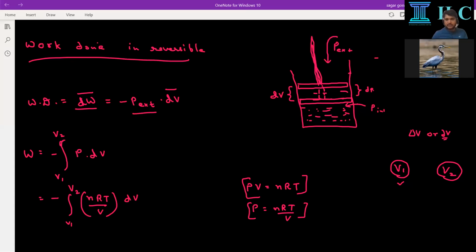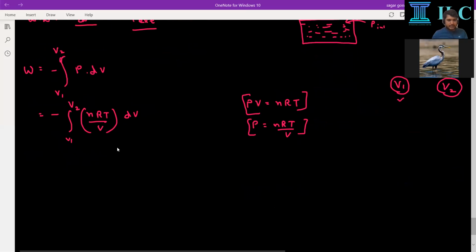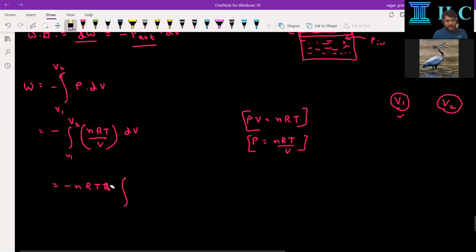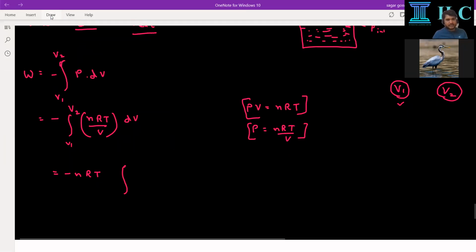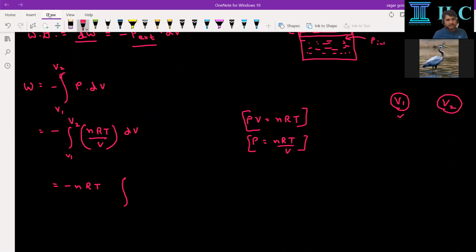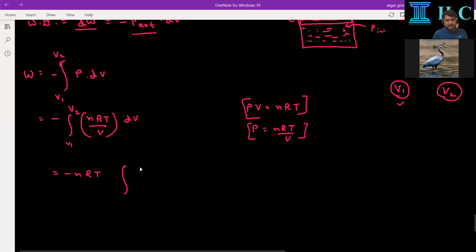Here nRT is a complete constant. The constant term always comes ahead, and integration is only done on the variable part. So which one is the variable part, which is actually changing? V, obviously. So it is the integral of dV upon V, and the limits are V1 to V2.